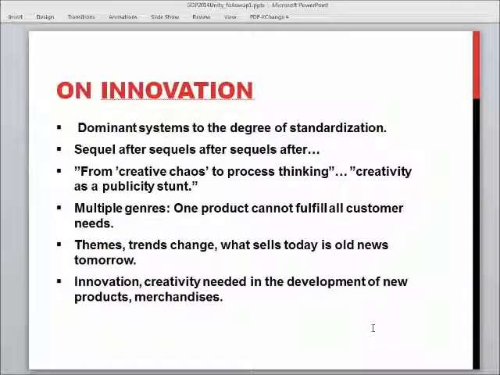And tomorrow it may be something like the cowboys riding dinosaurs example I actually mentioned yesterday on another lecture, on another course. But anyway, the idea is that what sells today is old news tomorrow.